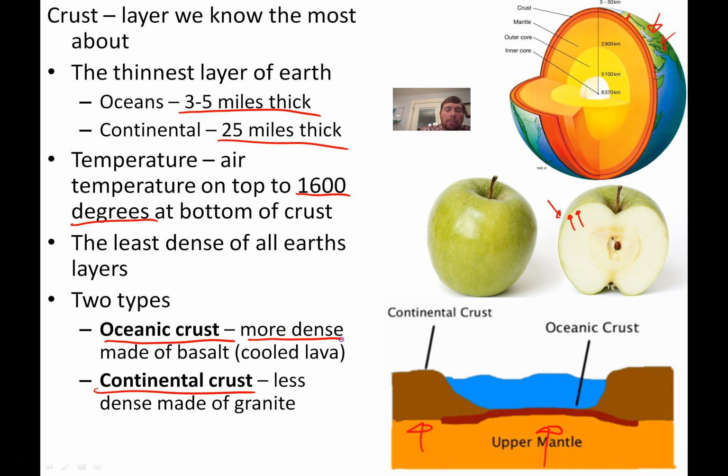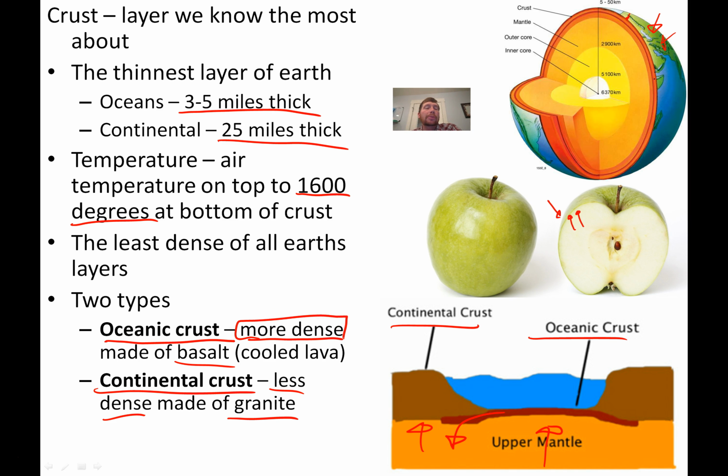Oceanic crust is more dense, and it's made out of basalt, which is a type of cooled lava. Continental crust is less dense, and it's made mainly out of granite. So this is the reason why any place, and we'll talk about this more when we talk about plate boundaries, where a continental crust hits oceanic crust, the oceanic crust goes underneath the continental crust because it is more dense.